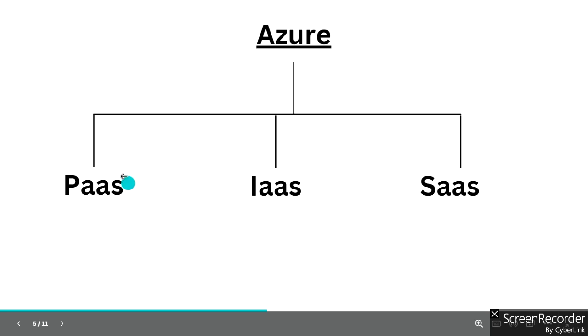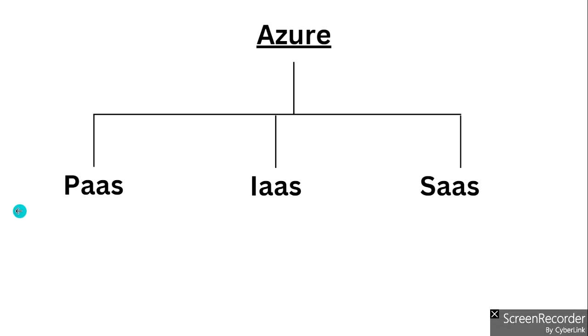The next service is platform as a service, which provides the entire platform for analytics. Azure itself is a platform as a service, acting as a platform where you can do your data analytics, run your data sources, connect them, and do the analysis and all.